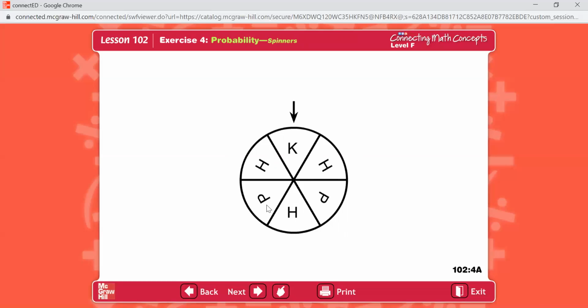How many parts have the letter K? There is only one part that has the letter K. So the probability fraction for the spinner stopping at K is 1 out of 6. There's one letter K out of 6 pieces in all.